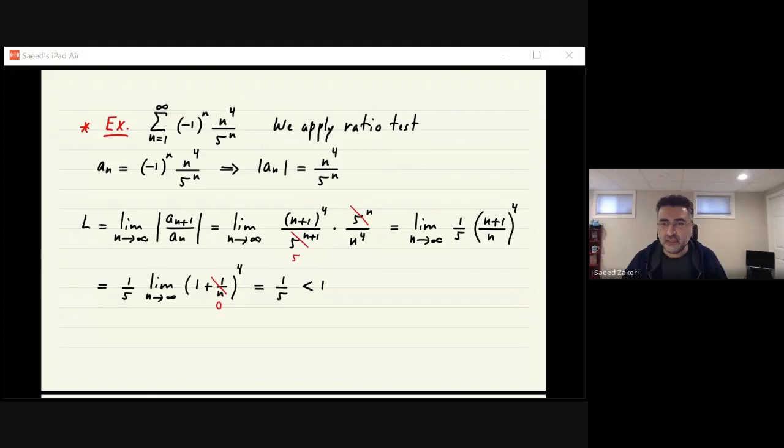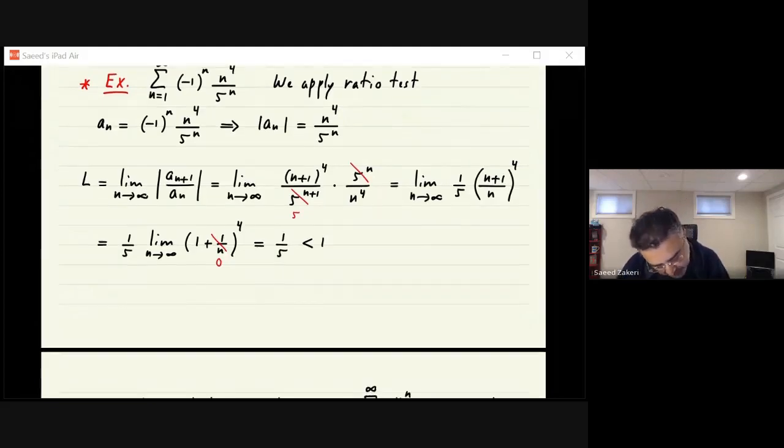So it's our lucky day. Lucky that we didn't end up with answer 1, because that would be inconclusive then. So that means the series is absolutely convergent, therefore convergent.